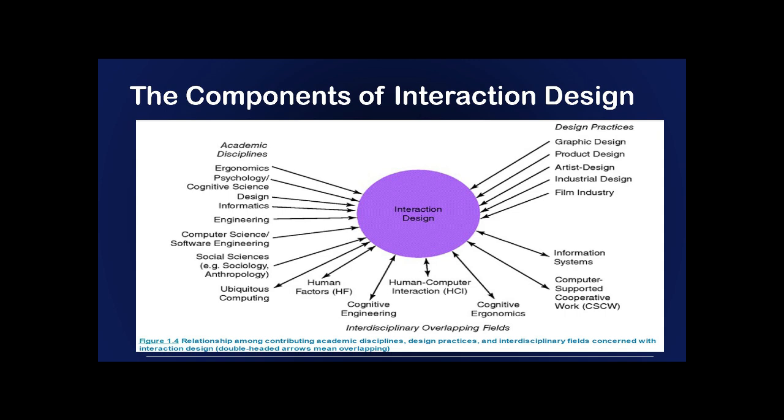Key takeaways from Figure 1.4. Interaction design is interdisciplinary, combining psychology, design, computer science, and social sciences. Academic disciplines provide theories and principles, while design practices focus on aesthetics and usability. Overlapping relationships between these fields ensure that digital products are functional, user-friendly, and engaging.